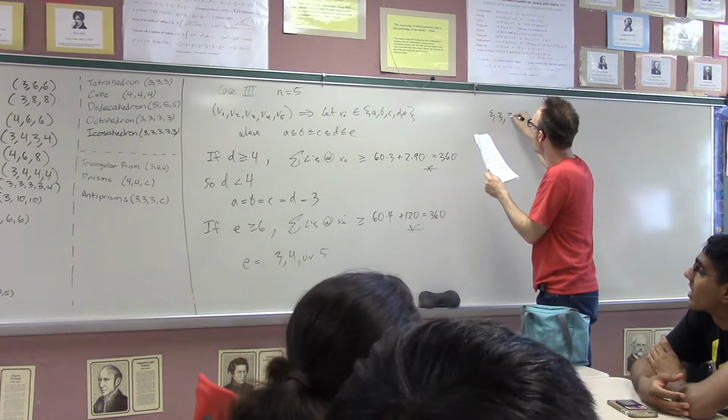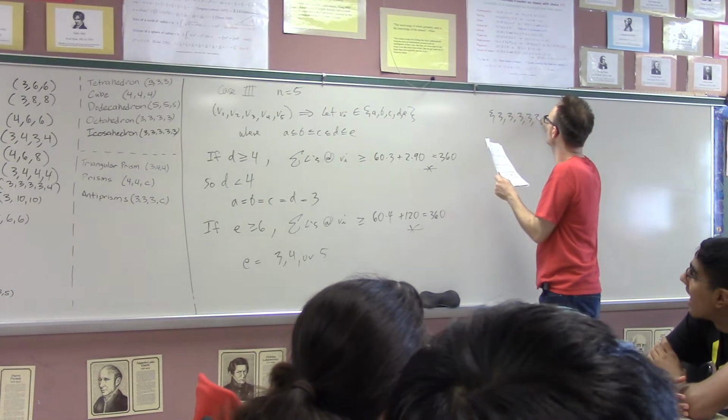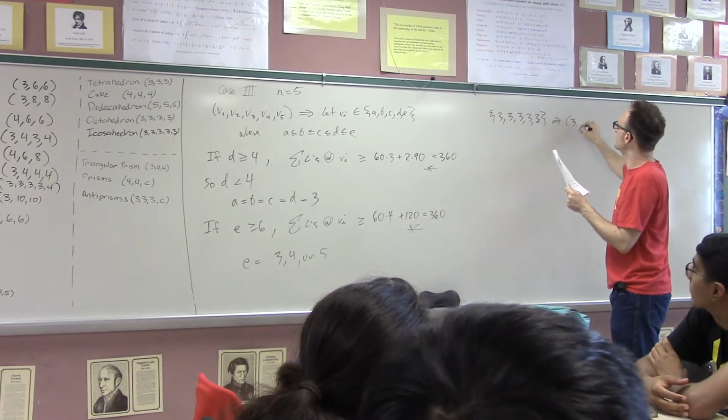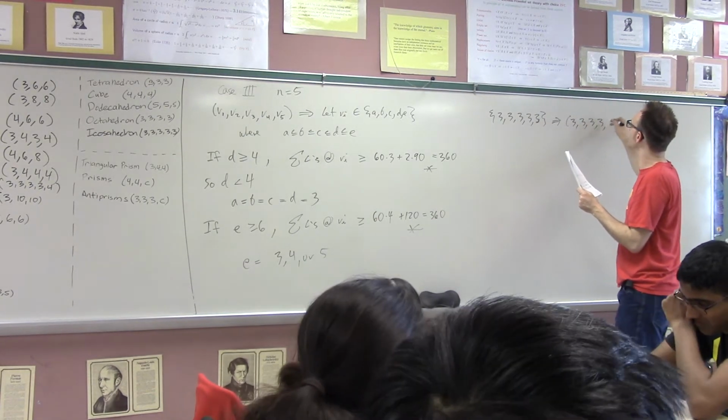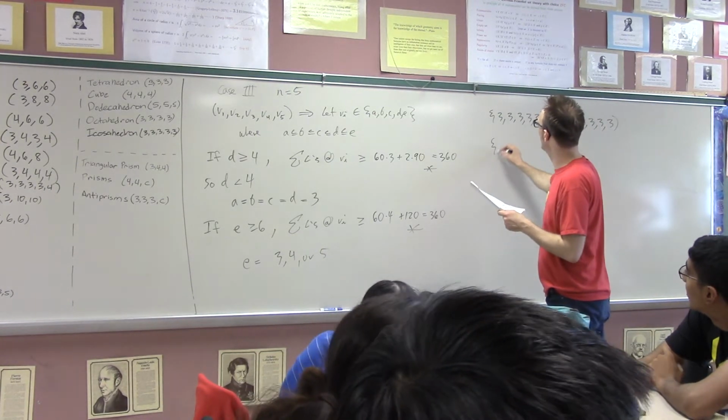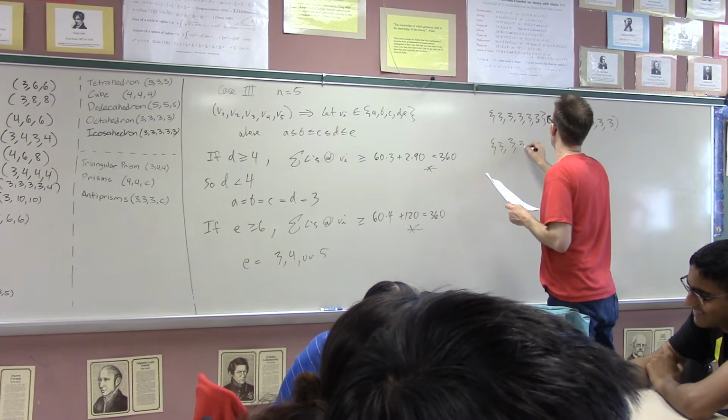All right, and so here's the only things left. They could be all 3s, but now do you see that if they're all 3s, then the order is irrelevant, right? So this just is 3, 3, 3, 3, 3. What's that? The icosahedron.